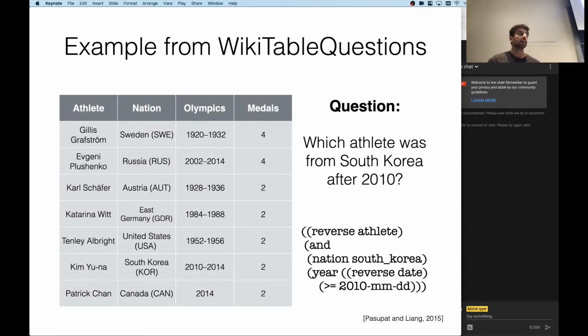Okay, so let's take a look at a concrete example. This is from the dataset WikiTableQuestions. So here you have a table, and you have a question about the table, and in the setting in their dataset, you do not observe the logical form. So you can see that this is not exactly a SQL query, but it's something kind of related. Like here, you want to select an athlete, where the nation is South Korea and the year is after 2010. There are many different types of formal languages that are used here, but the methods don't really change.